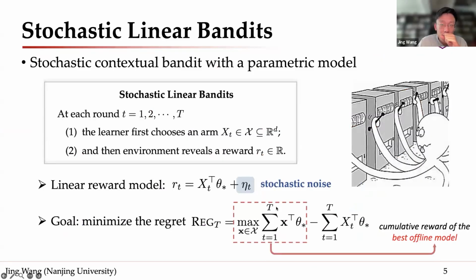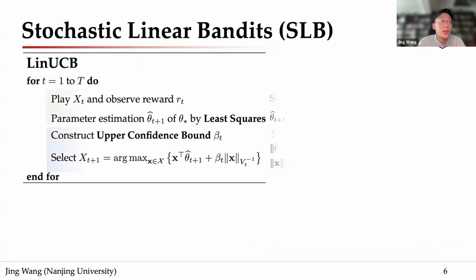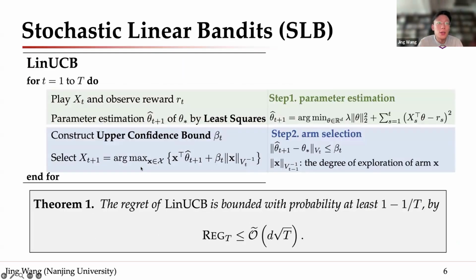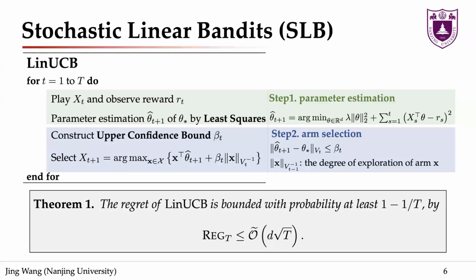Since we do not rely on the assumption that the arm set is fixed, we can directly apply it. The only change is that when doing the arm selection, the argmax, which is inside the sum, should be based on the time-varying arm set. Yes, this is the only change. Thank you.